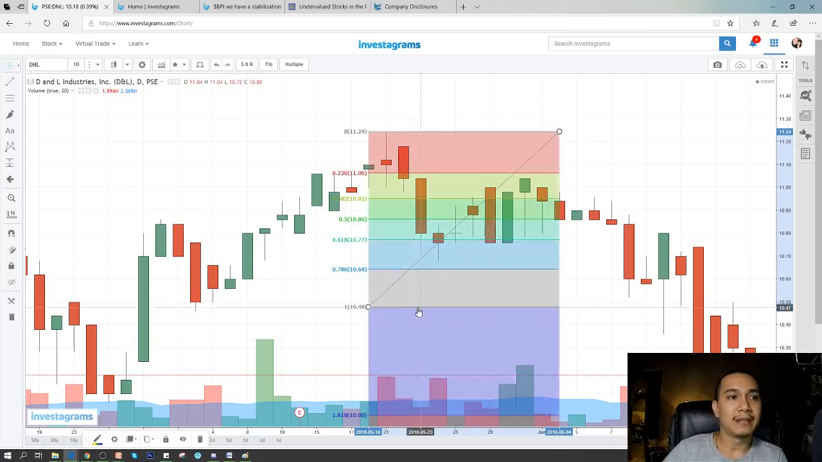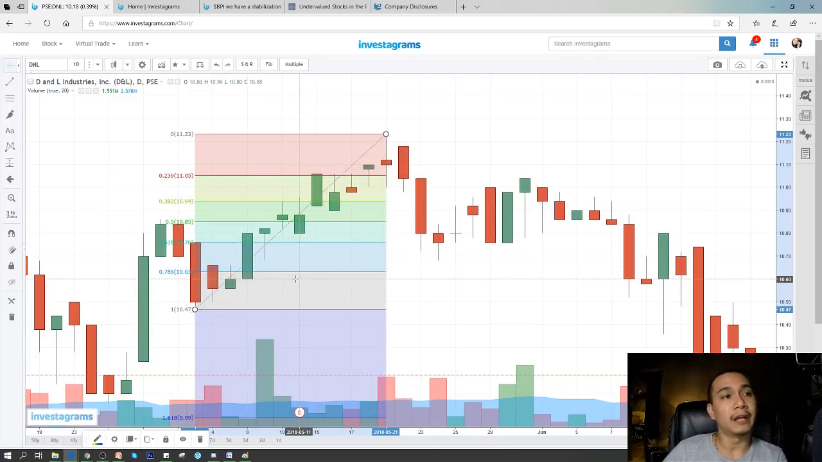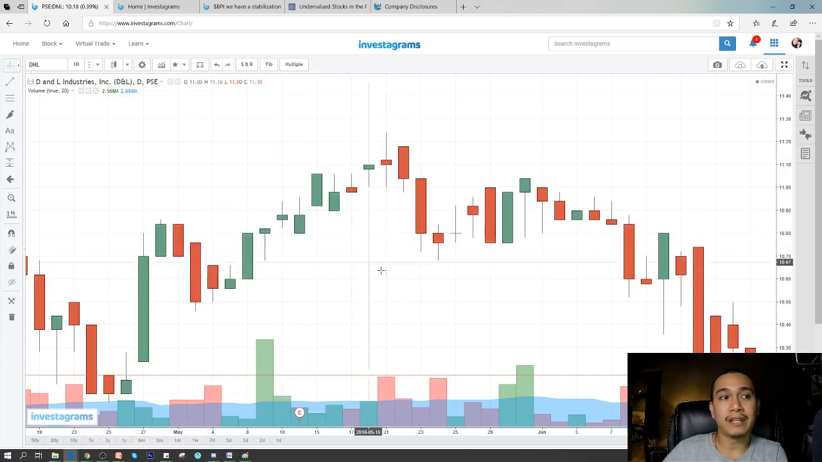So ganyan yan sa Fibonacci. It's really helpful to know if it's a reversal or not. Then again, this is not a 100% accurate tool, so you still use this with other technical analysis tools.